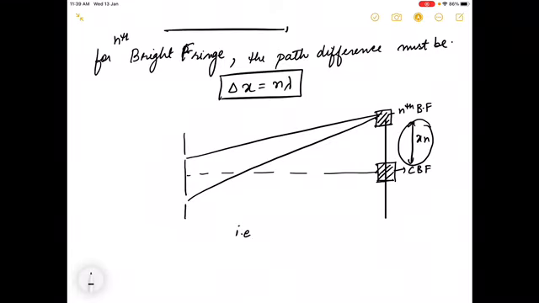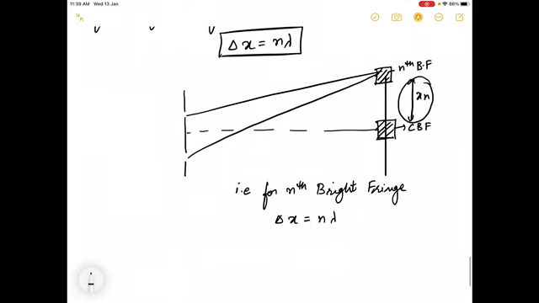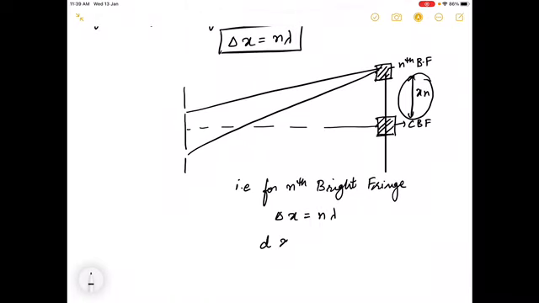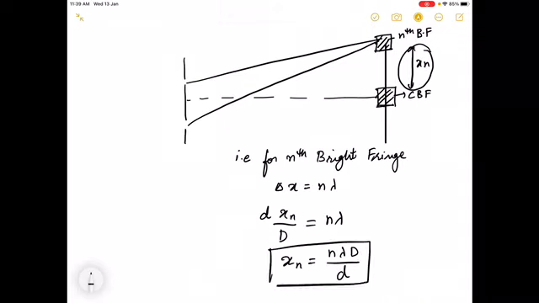So that means for the nth bright fringe I can write del x is equal to n lambda. And we have found the value of del x is equal to d xn by D. So I can write here, d xn upon D is equal to n lambda. Or very simply, xn is equal to n lambda D by small d. Very important, n lambda D upon small d.